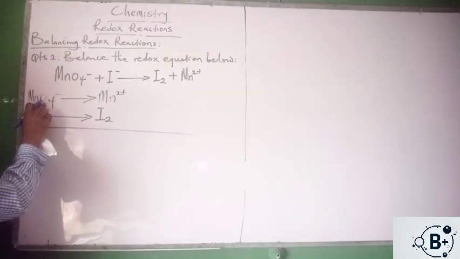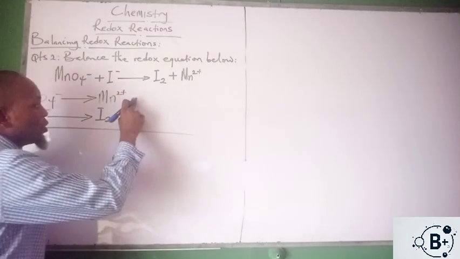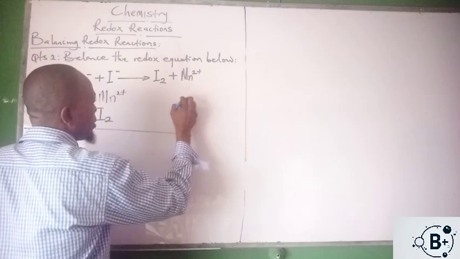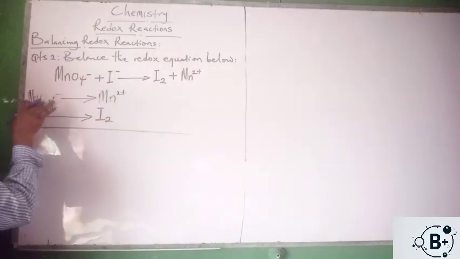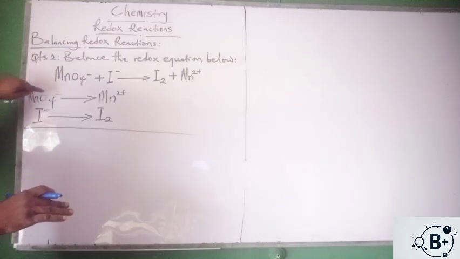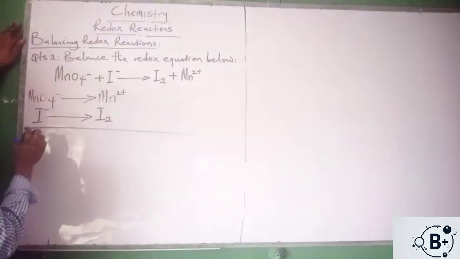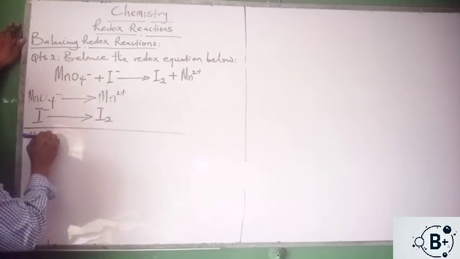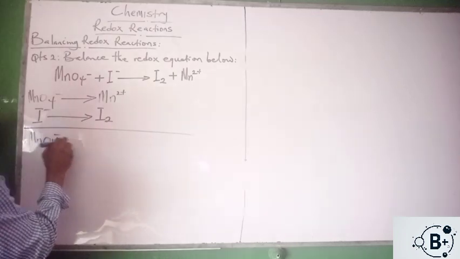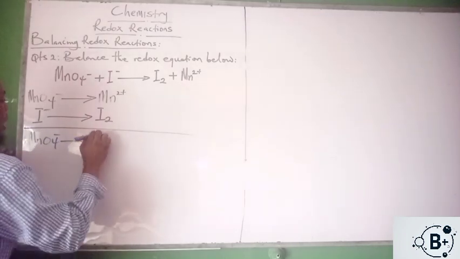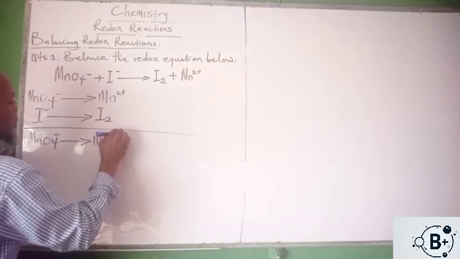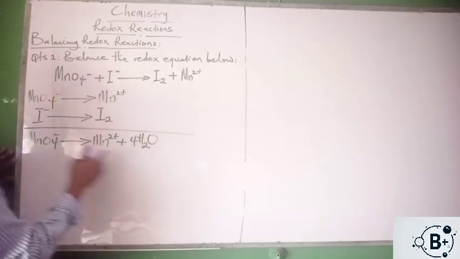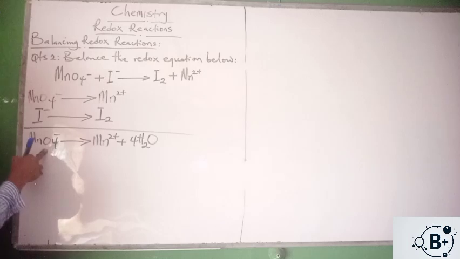Then oxygen is 4 atoms of oxygen, and there's no oxygen here at all. So you remember the rule. Rule number 1 says balance oxygen with water. So we are balancing oxygen with water now. So we write MnO4 minus to give Mn2 plus 4 molecules of water. We use 4 molecules of water to balance it because we have 4 atoms of oxygen here.